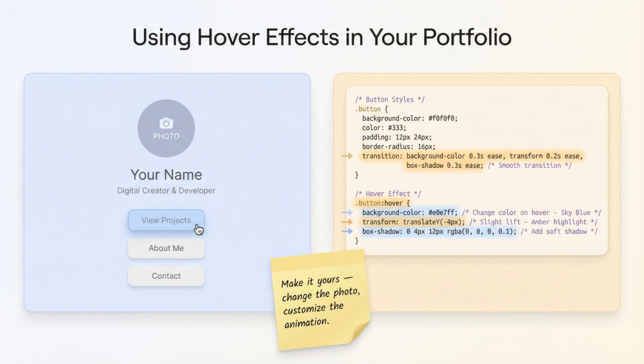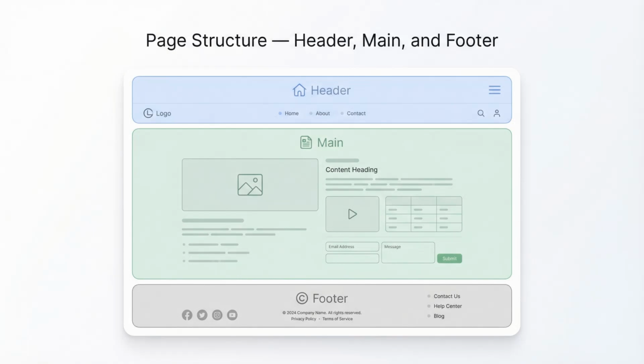The one thing left to do is swap in your own photo and tweak the content to match your personal brand. Now, let's talk about how a full page is structured. A standard web page has 3 major regions: a header at the top, a main content area in the middle, and a footer at the bottom. This is a well-established layout pattern.